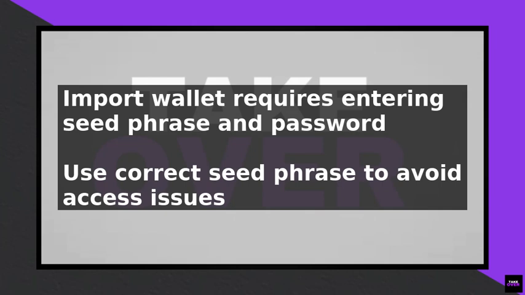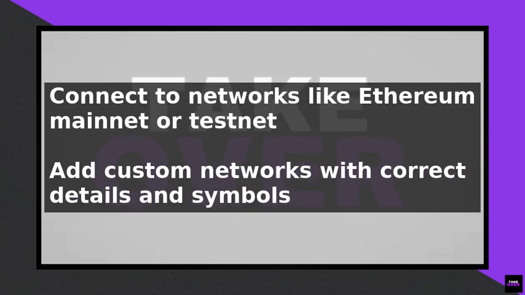To connect to a decentralized application, click on the Connect button on the application website and select the wallet you want to use. MetaMask will then prompt you to confirm the connection and to select the accounts you want to connect. It is essential to keep your wallet and seed phrase safe to avoid any unauthorized access to your funds.